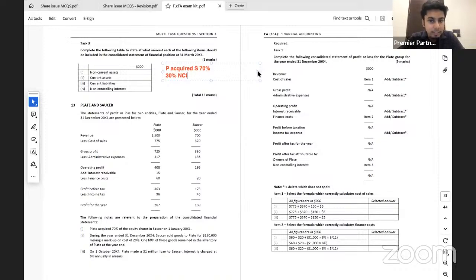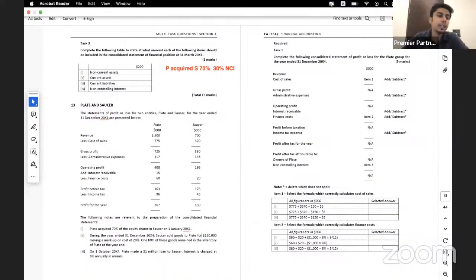Right. Now, guys, there's one other thing that you should decide when you start a consolidated income statement: when did the acquisition take place? Now, guys, see, this question is finishing in December 2004. Plate acquired 70% of Saucer on 1 January 2001. It's a long time back. Question is for 2004. The company was bought in 2001, 3 years ago.